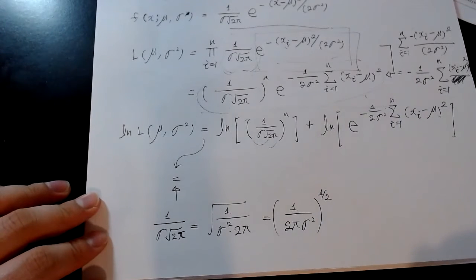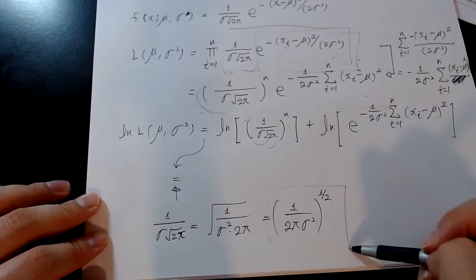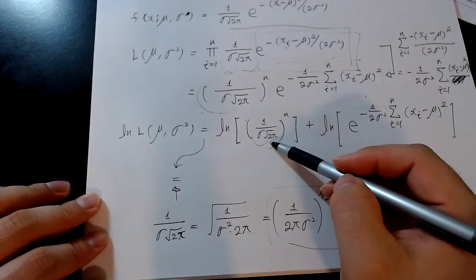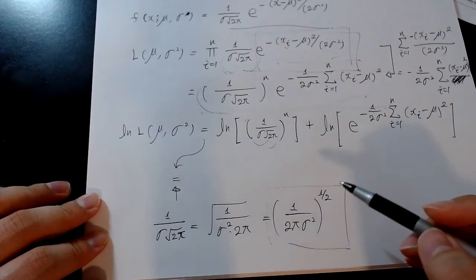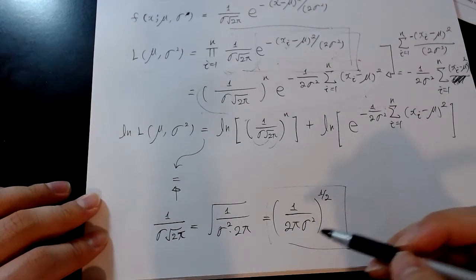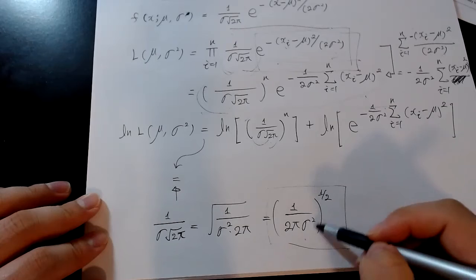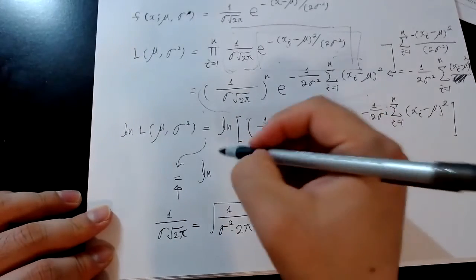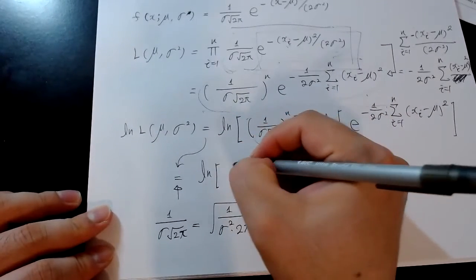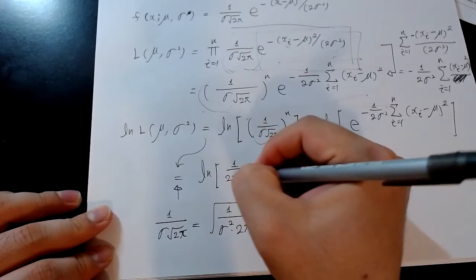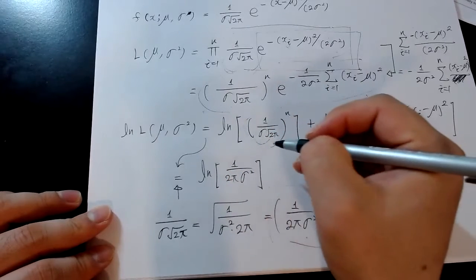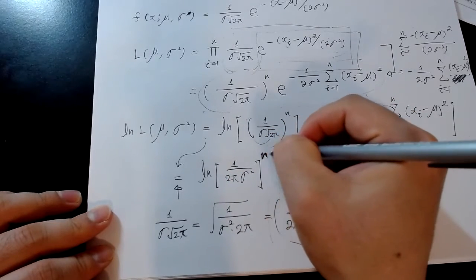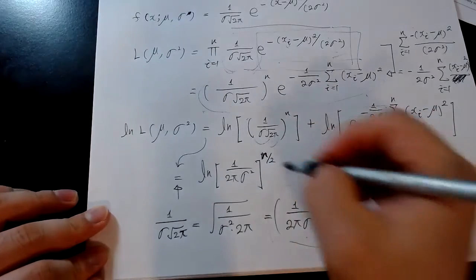Okay, all right. So we're gonna plug in this one. I mean, replace the 1 over sigma times square root 2 pi with 1 over (2 pi sigma squared) to the 1/2. Then what happened? We're gonna get this natural log of (1 over 2 pi sigma squared) to the n over 2, right? Okay, and a plus.